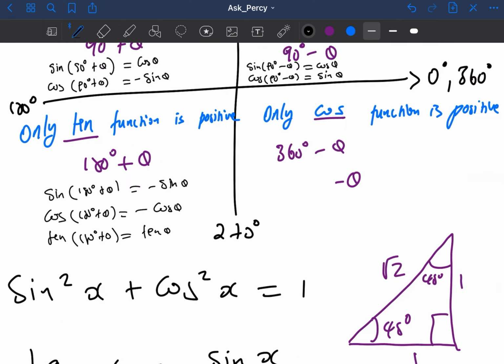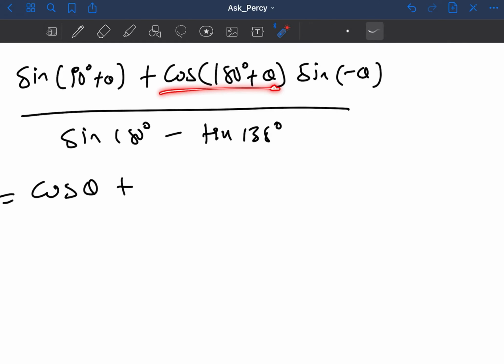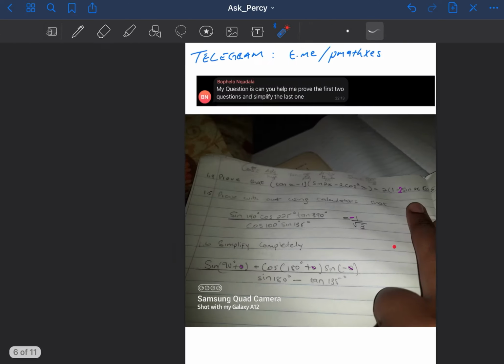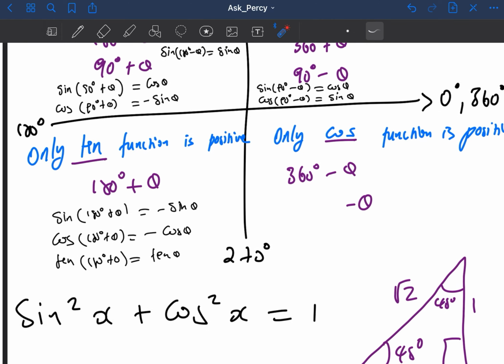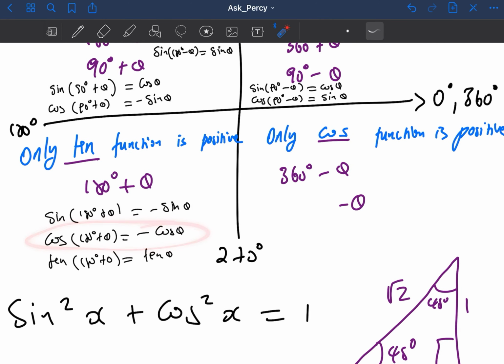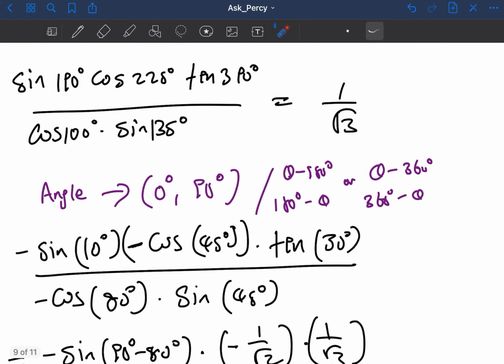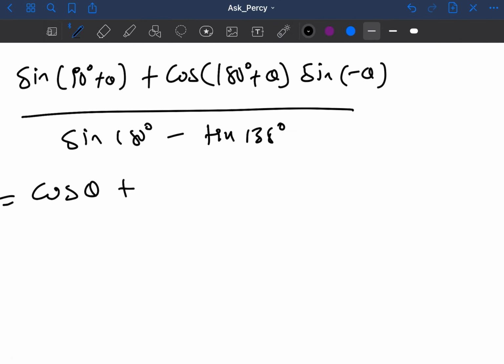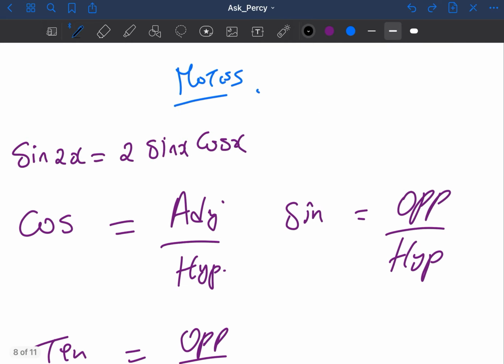Okay, so now let's try and answer our question. What is cos of 180 plus theta? Cos of 180 plus theta is negative cos theta. So you can just write that down. So this is negative cos theta sine. Now this one is interesting.